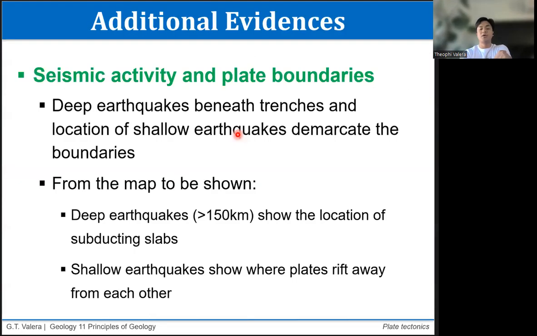So the seismic activity defines yung ating plate boundaries. The deep earthquakes correspond to the trenches, and the location of the shallow earthquakes demarcates yung boundary ng ating different plates. Sa subduction zones, yung deep earthquakes show the location of the subducted slab, so yung pumailalim na slab, whereas shallow earthquakes are areas where the plates are rifting away from one another and therefore causing shallow earthquakes.